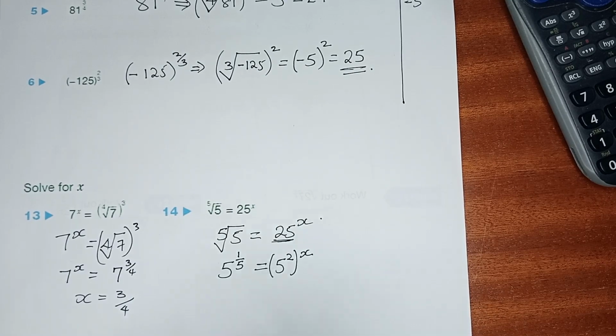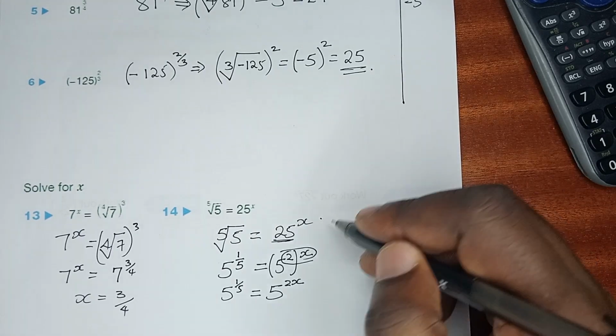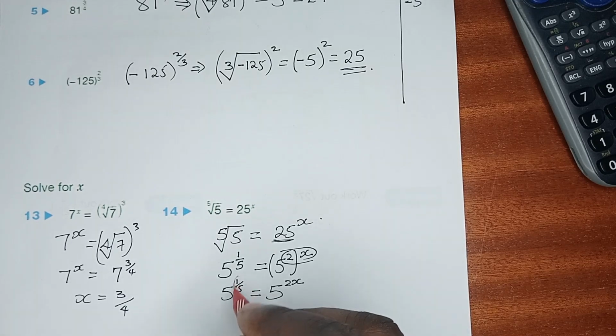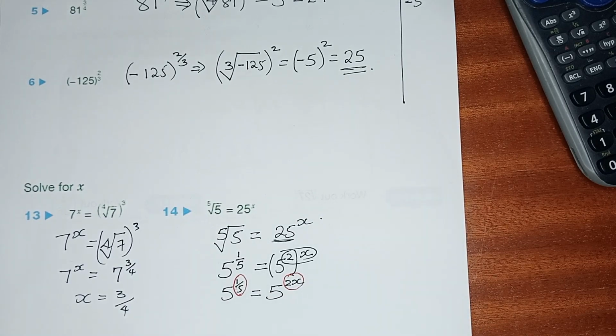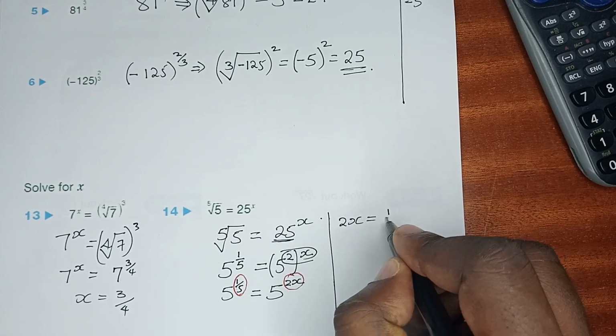And already you can see that 5 raised to power 1 over 5 is equals to 5 raised to power 2x, according to a certain law that we have, the product of those indices, 2x. And it goes without saying that the left-hand side is equals to the right-hand side, and the bases are the same. So also the indices, which is now a fifth, has to be equals to 2x. So by all means, we have to remember that. So 2x is equals to a fifth.